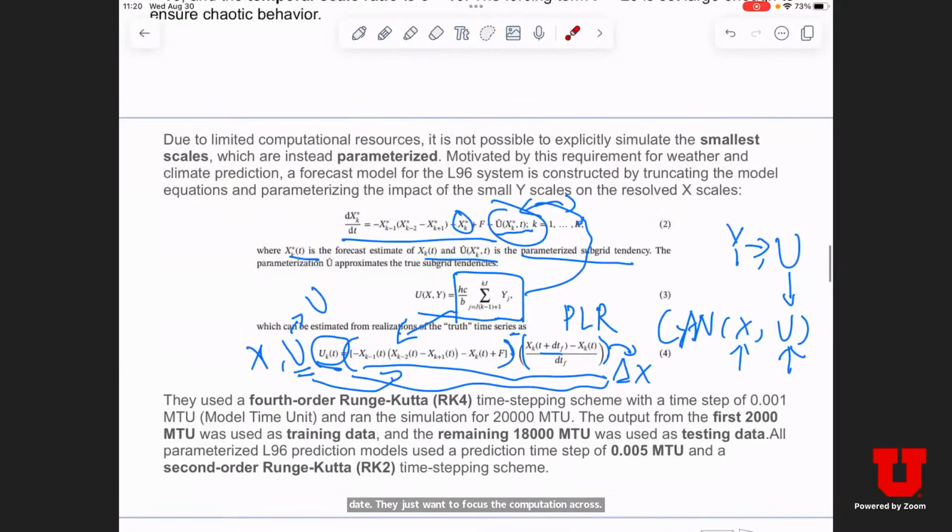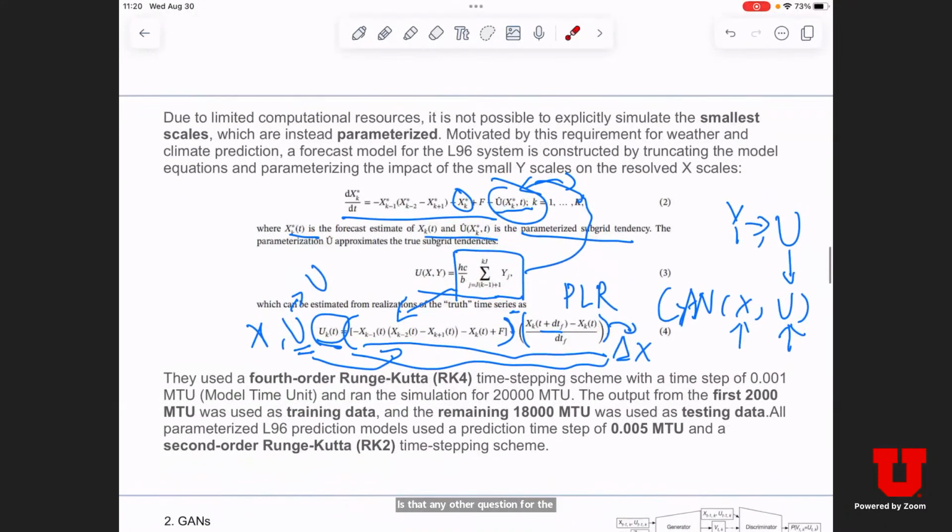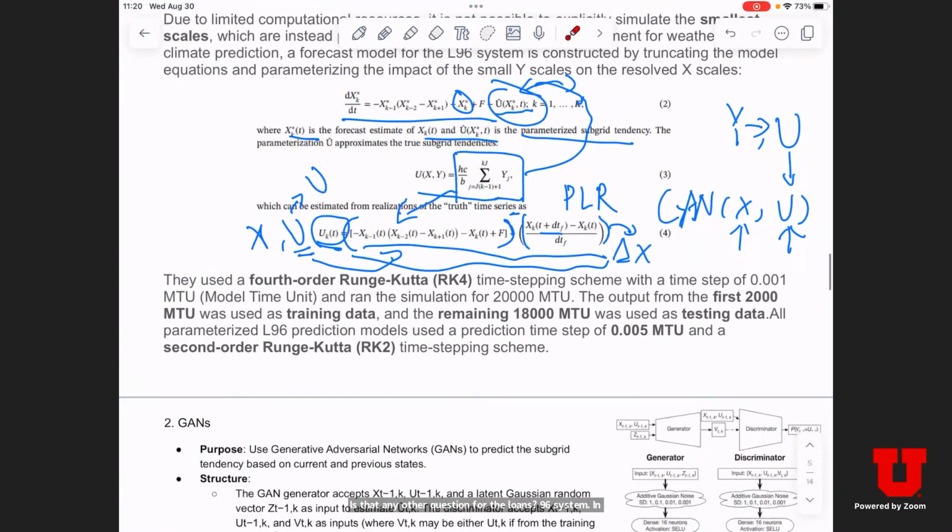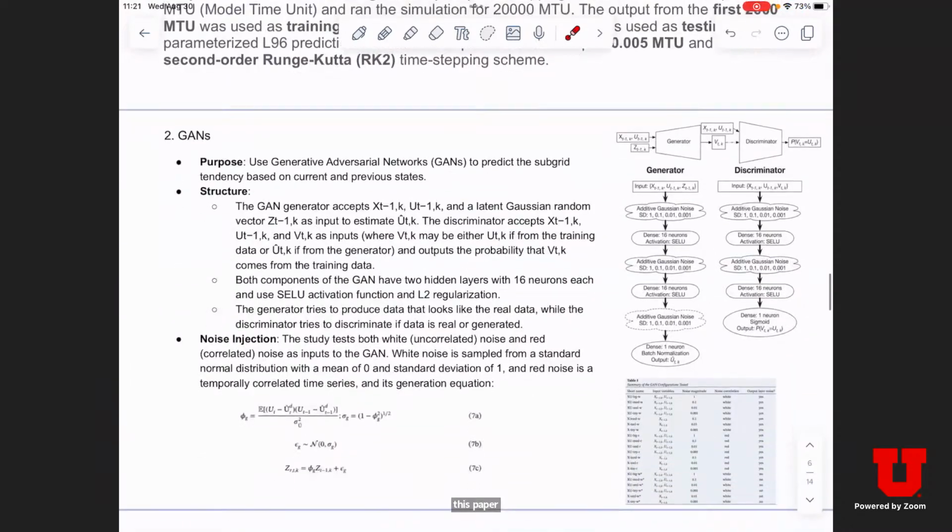Is there any other question for the Lorenz 96 system in this paper? Okay, great. Let's move on to GANs.